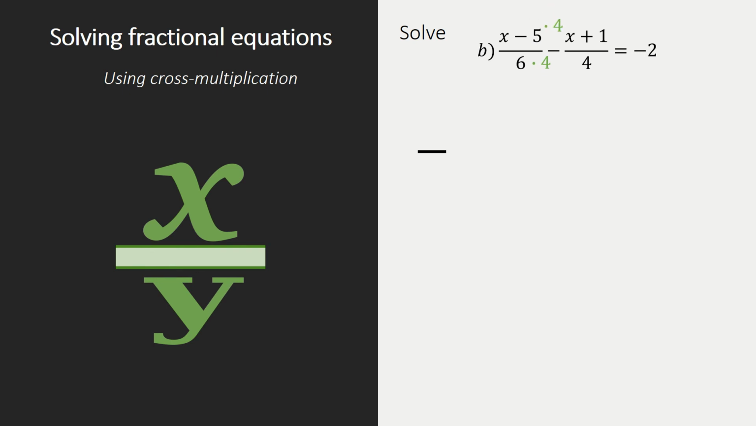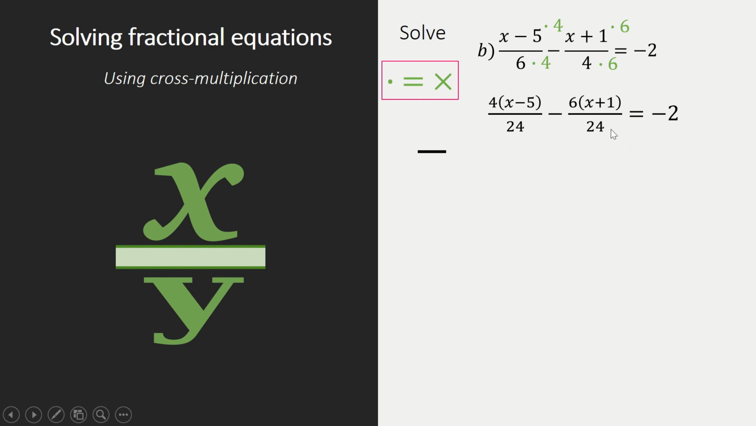We do this by multiplying everything of the first fraction by 4 and of the second fraction by 6. Now we get our denominators with 24. They are the same. However, you must put x minus 5 and x plus 1 in between brackets, since you want to multiply x by 4 and you want to multiply minus 5 by 4. And over here you want to multiply x by 6 and you want to multiply 1 by 6.